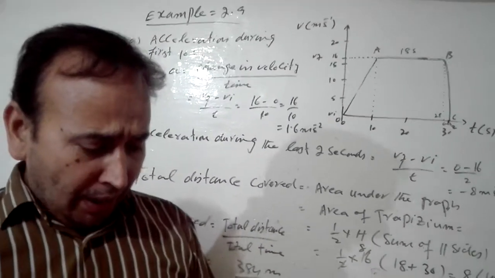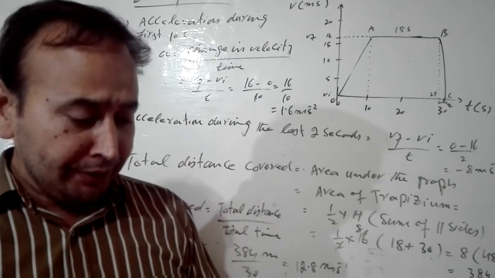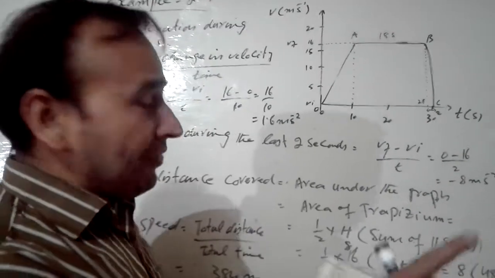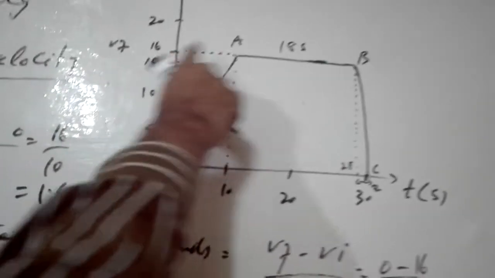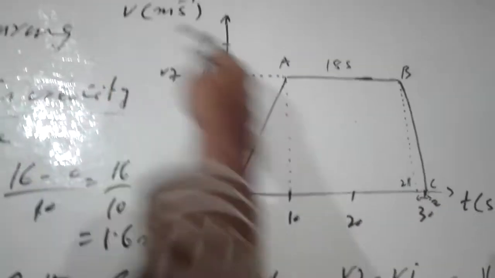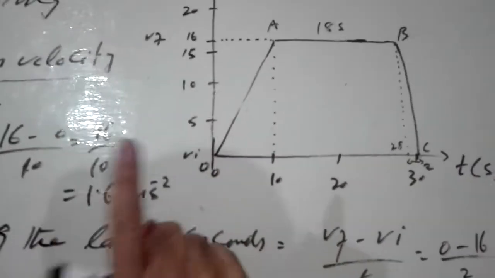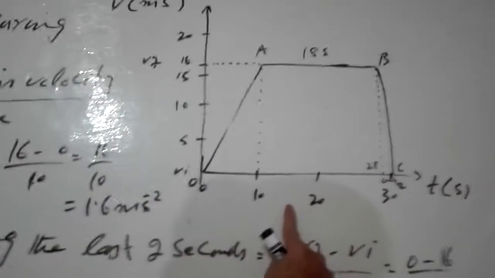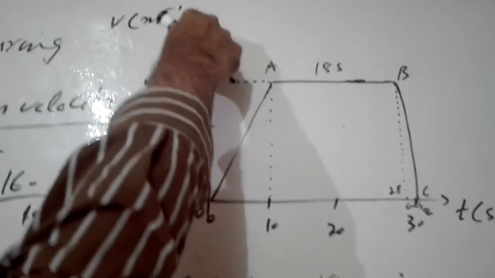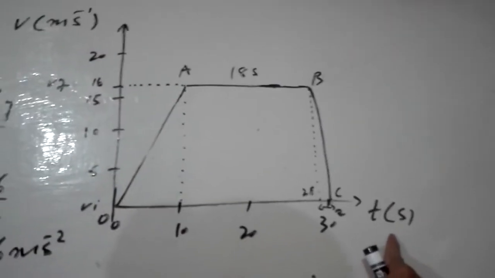The example is: a car moves in a straight line. The speed-time graph of its motion is shown in the figure. They have themselves given you the speed-time graph. The figure is drawn for you. I have also drawn the figure, and in the book the figure is also drawn. Look, speed is on the vertical axis, time is on the x-axis.